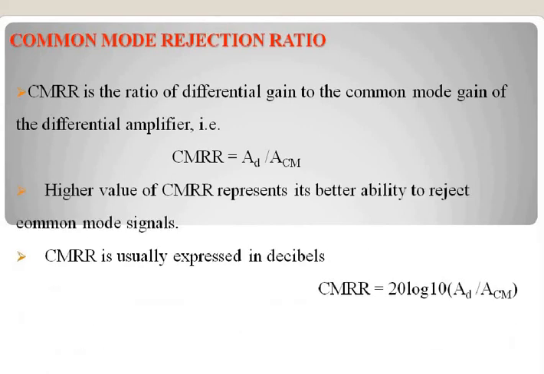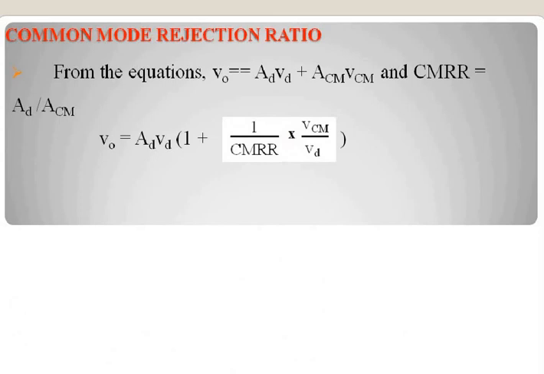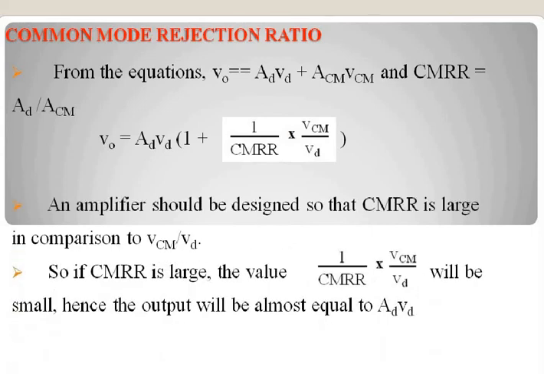A higher value of CMRR represents a better ability to reject common mode signals, and CMRR is usually expressed in decibels. That is, CMRR equals 20 log 10 AD by ACM. Now from the two equations which we have already seen, that is V0 equals ADVD plus ACM VCM and CMRR equals AD by ACM, we get another expression: V0 equals ADVD into 1 plus 1 by CMRR into VCM by VD. An amplifier is designed so that the CMRR is very large compared to VCM by VD.